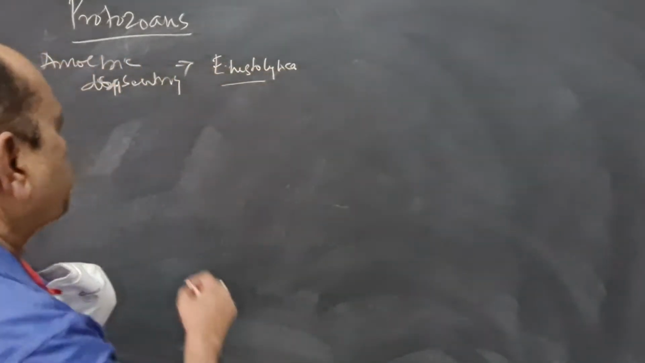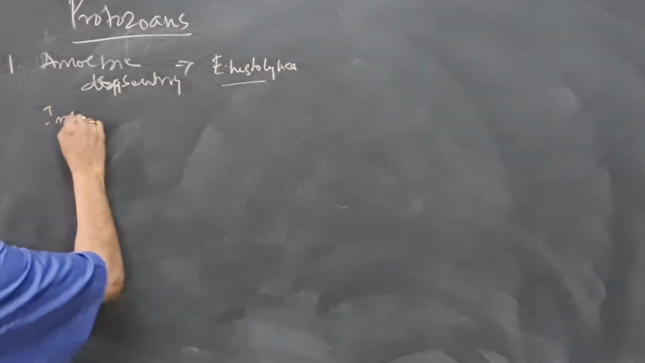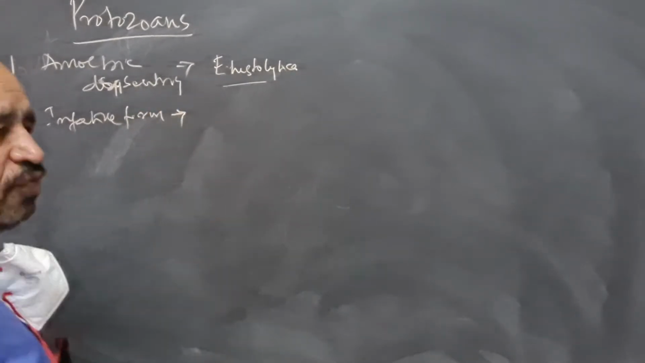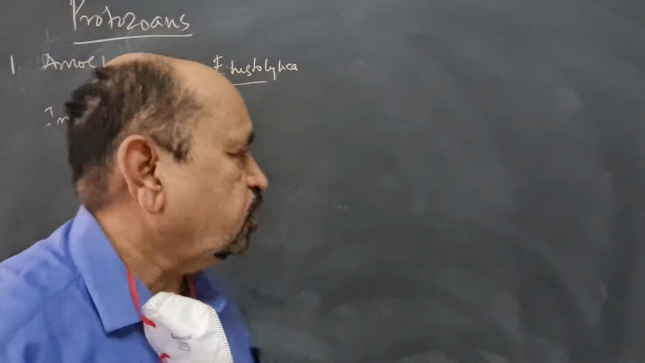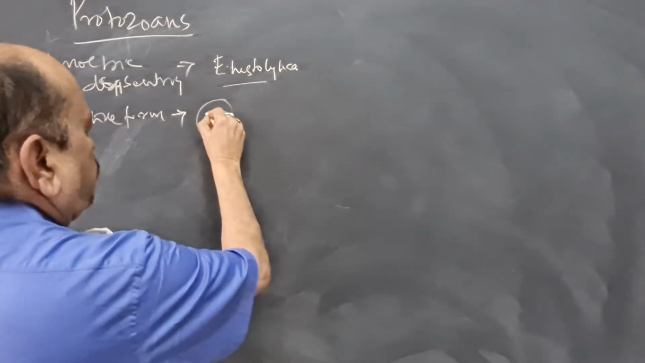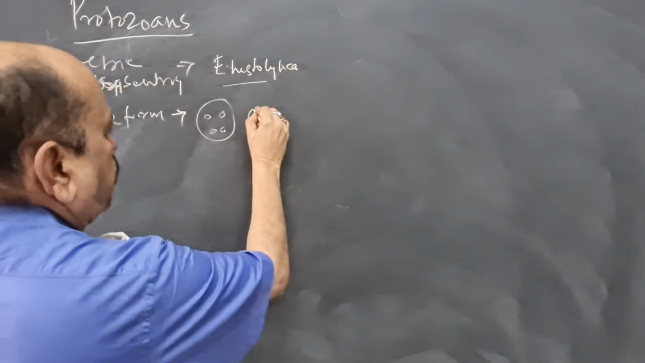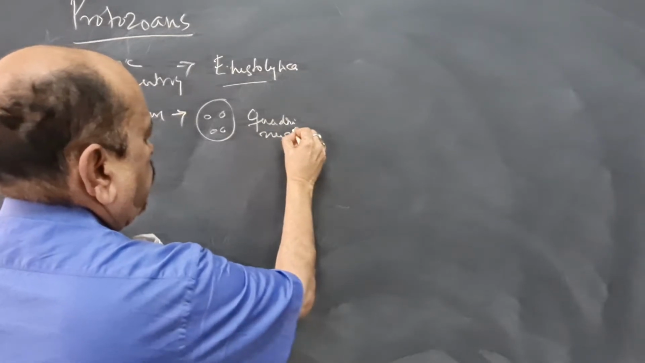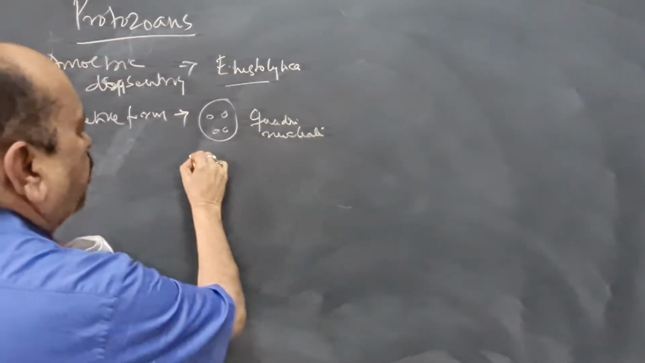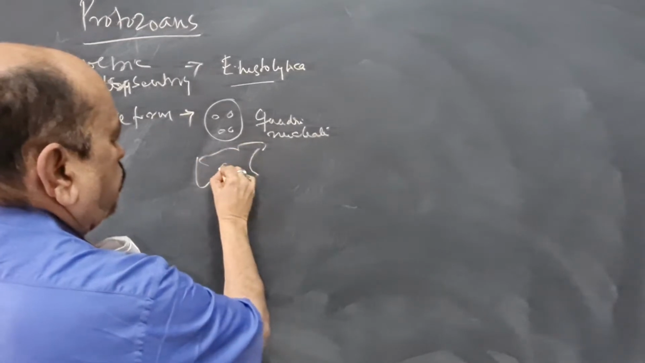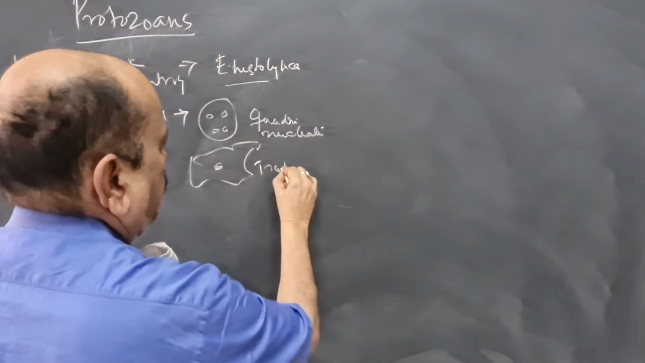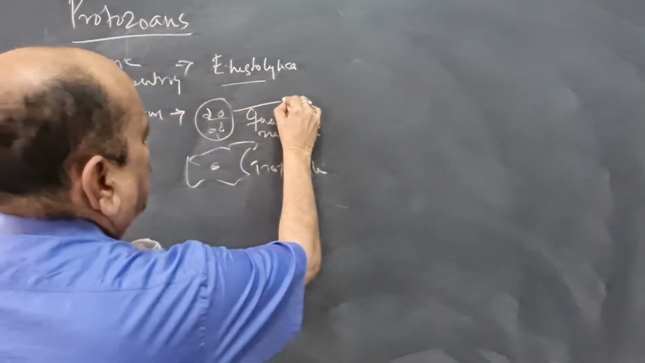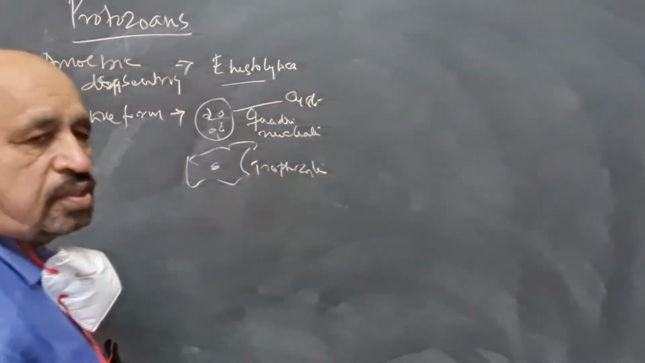The infective form is important, you should know. What is the infective form? Entamoeba histolytica is a quadrinucleate cyst. It occurs in two forms. One is trophozoite. The infective form is cyst.